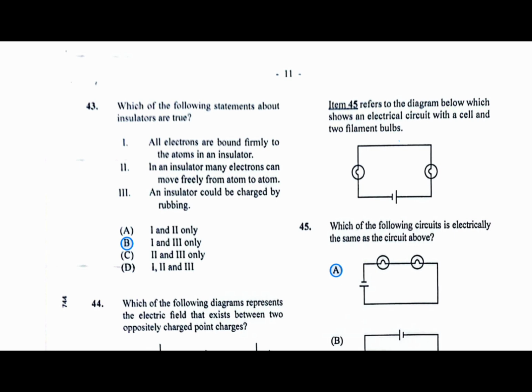2 says that in an insulator, many electrons can move. No, that's false, right? And this directly conflicts with 1. Part 3, an insulator could be charged by rubbing. That's true. Think of a glass rod or a polythene rod, for instance.